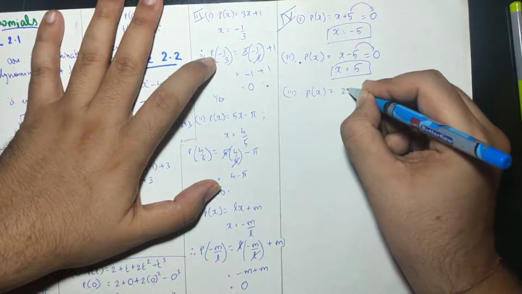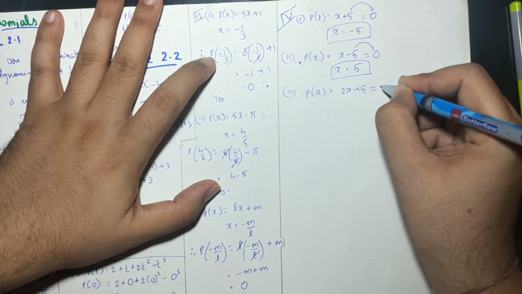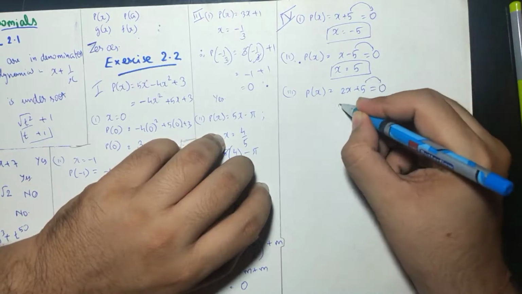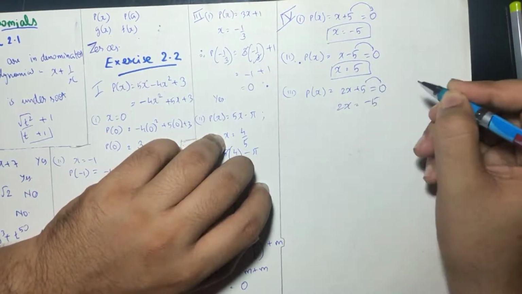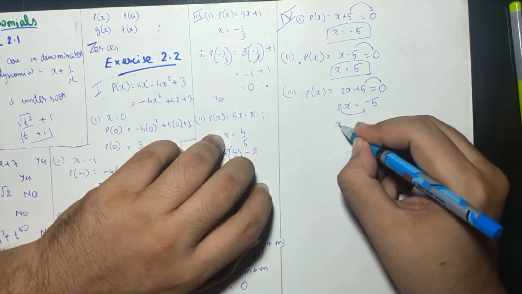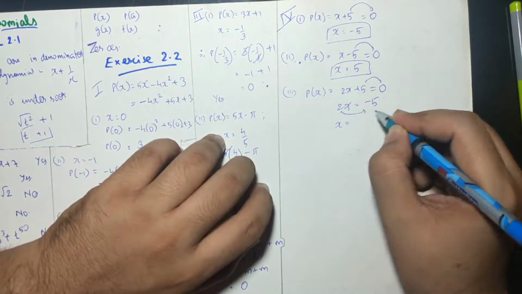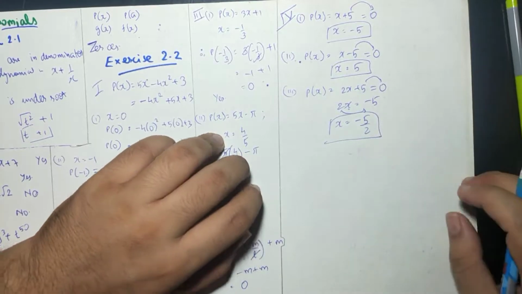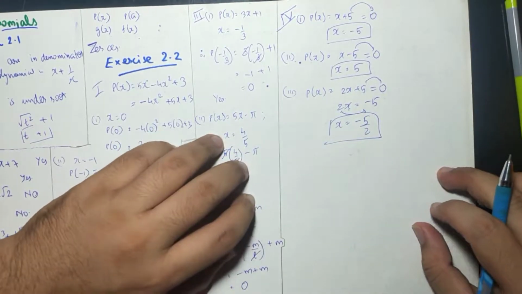Third is p of x equals 2x plus 5. If I want to find the 0 of this polynomial, equate it to 0. First 5 will go on that side. 2x will be equal to minus 5. Now 2 will go on that side. 2 here was getting multiplied, there it will get divided. So minus 5 by 2. This is the 0 of this polynomial.